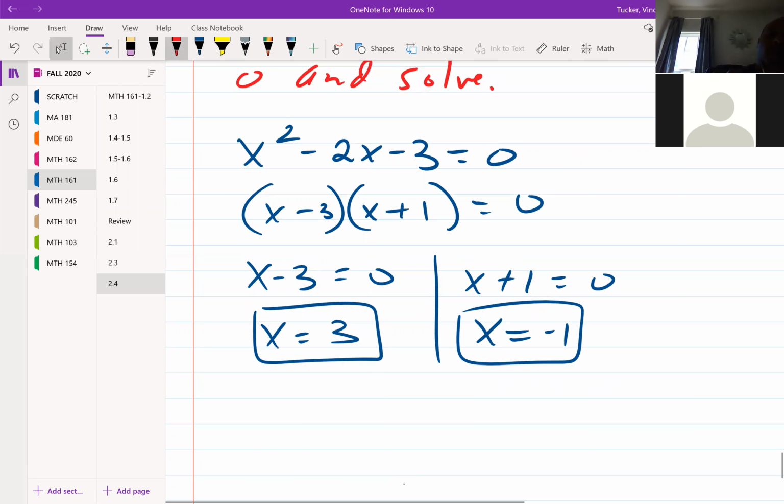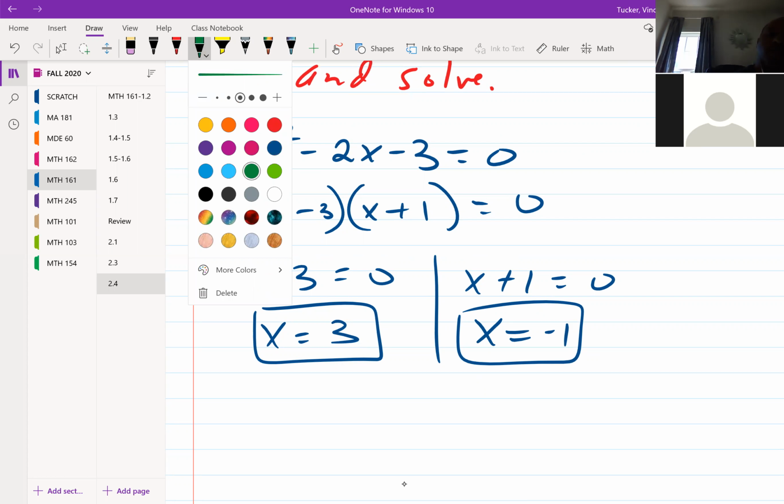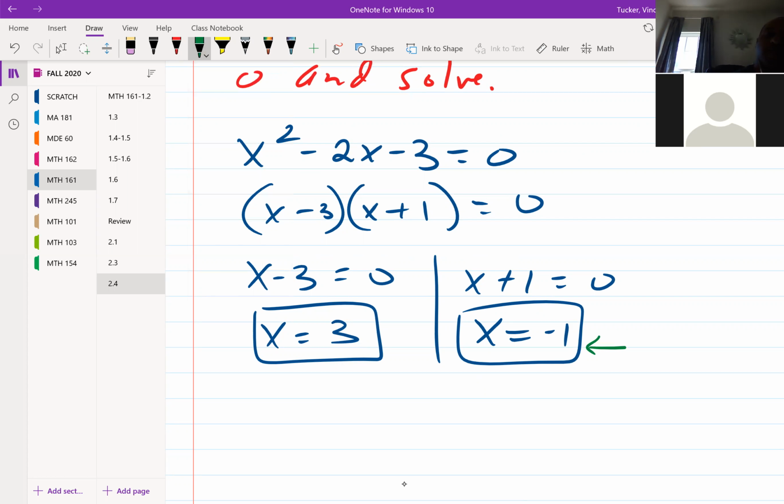Once again, they are not our solutions. They are values that we cannot use.